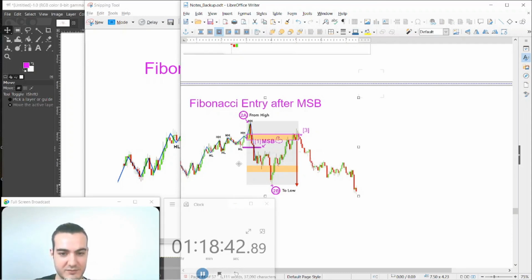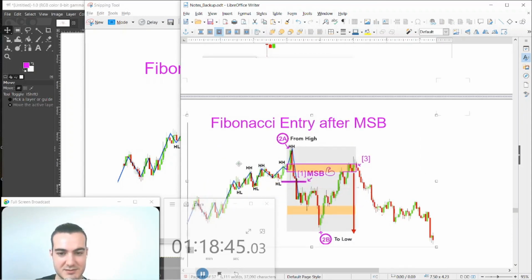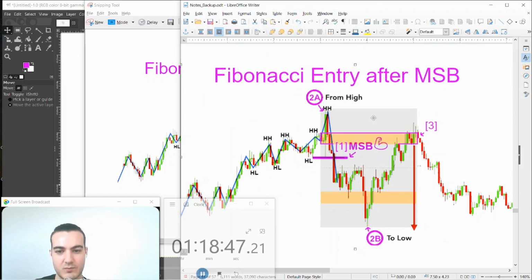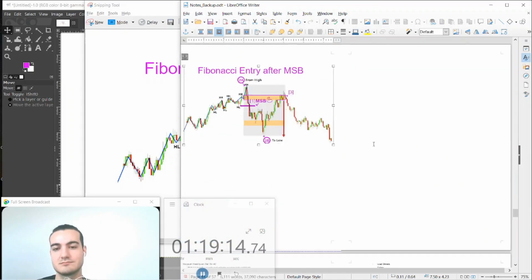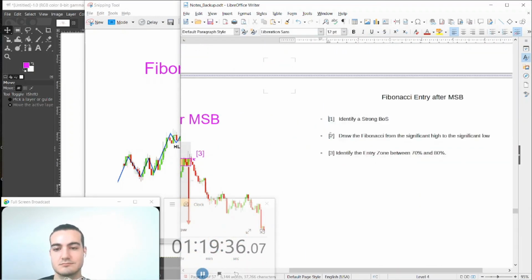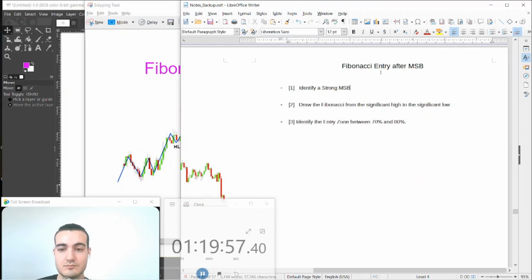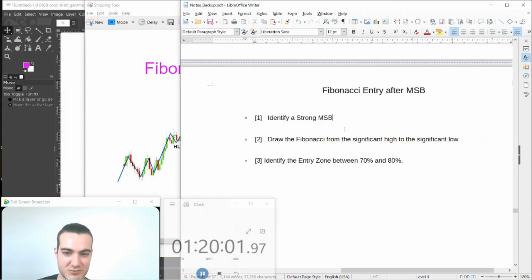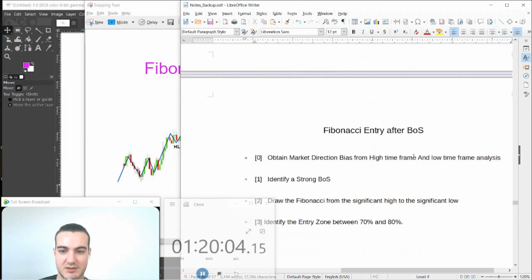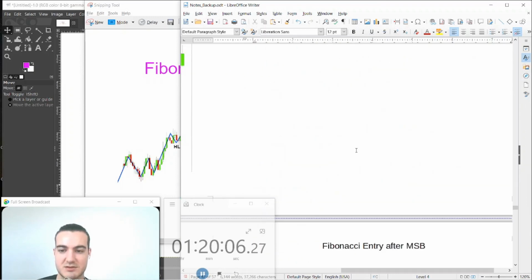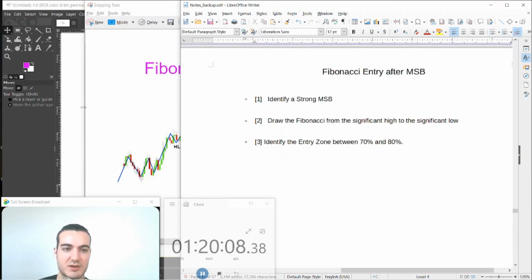Okay, that makes perfect sense now because we wouldn't even know where to draw our Fibonacci from until we establish this low. So this whole thing wouldn't exist until then. What we're trying to do doesn't really change much at all between the break of structure and the market structure break.